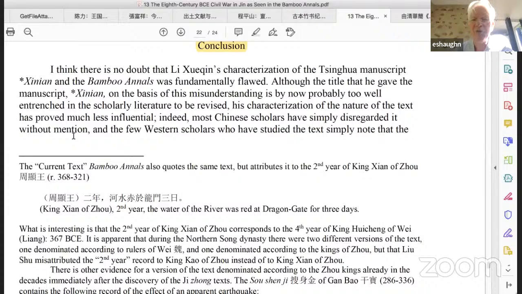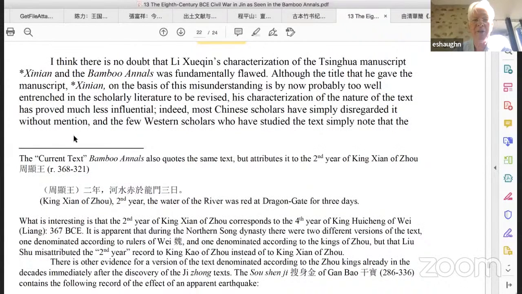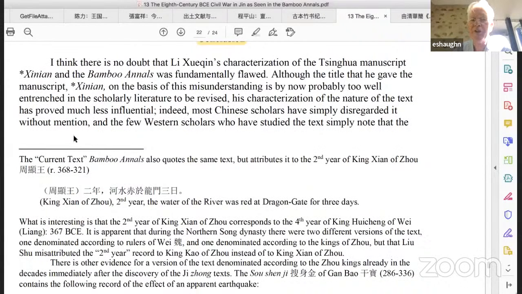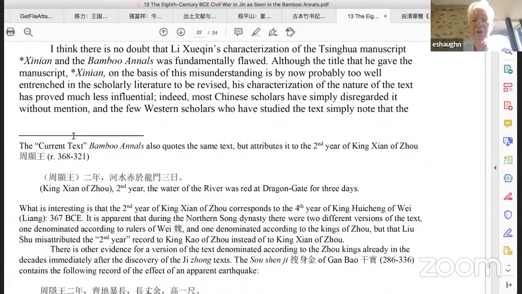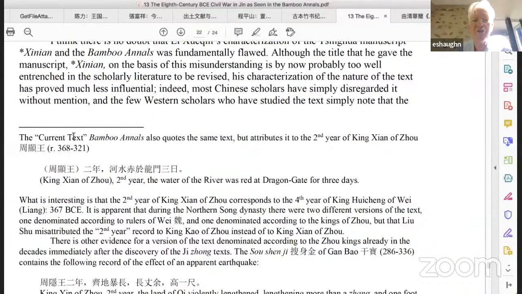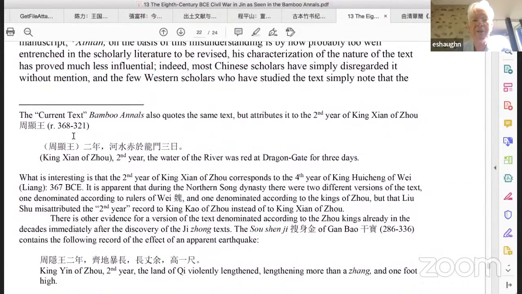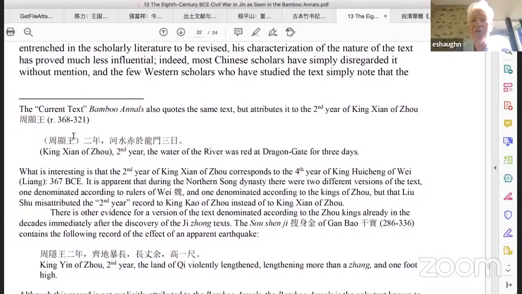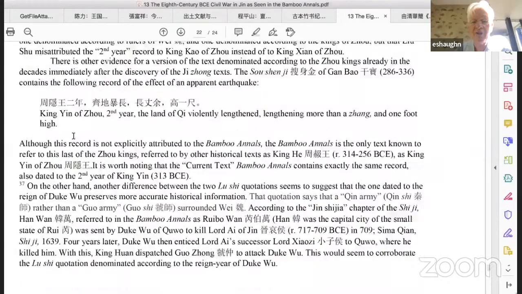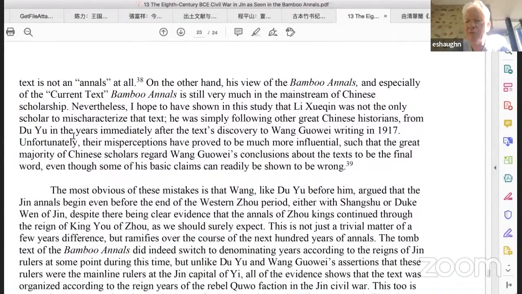I think most scholars recognize that it was wrong. Although the title that he gave the manuscript, Xinian, on the basis of this misunderstanding is by now probably too well entrenched in the scholarly literature to be revised, his characterization of the nature of the text has proved much less influential. Indeed, most Chinese scholars have simply disregarded it without mention. And the few Western scholars who've studied the text simply note that the text is not in annals at all. So the Xinian is just mistitled and mischaracterized by Li Zhiqian.